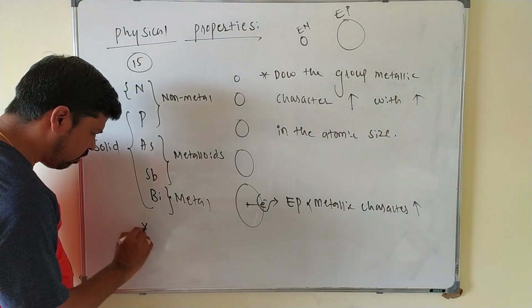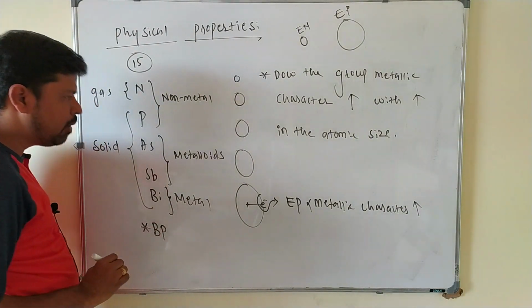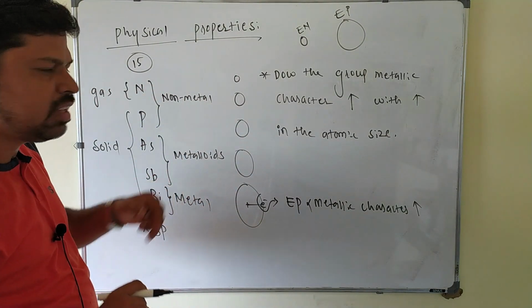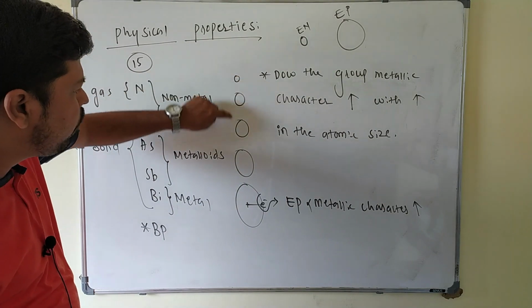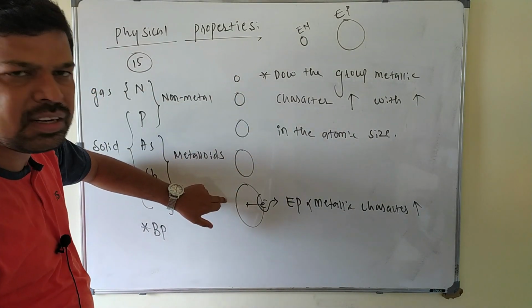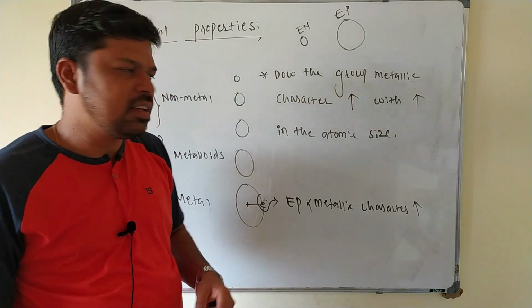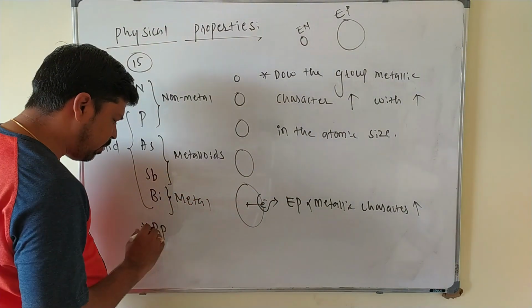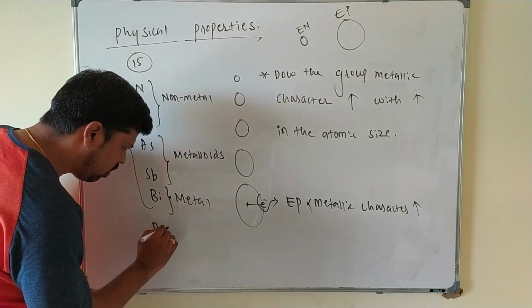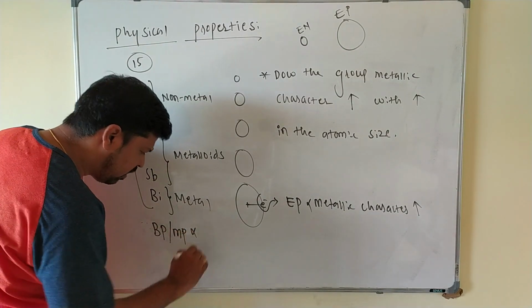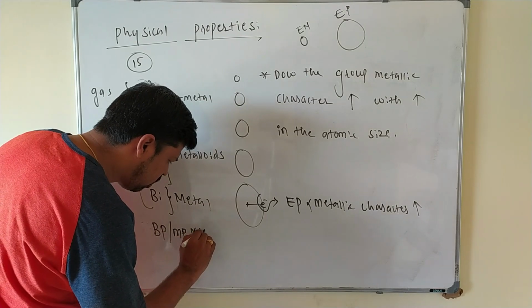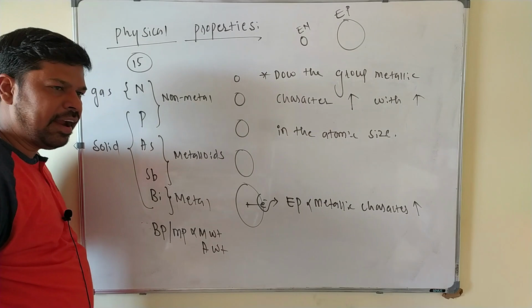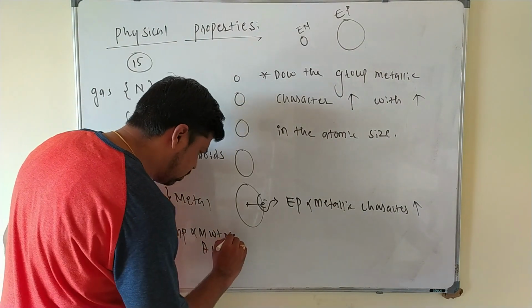Next point I will write: boiling point. Boiling point increases down the group from nitrogen to bismuth with increase in the atomic size, because down the group atomic size increases. As the size increases, van der Waals force of attraction increases. As the van der Waals force of attraction increases, their boiling point increases. One point you keep in mind here, boiling point or the melting point depends on what here? Molecular weight, or if it is an atom you can say atomic weight, and they also depend on what?